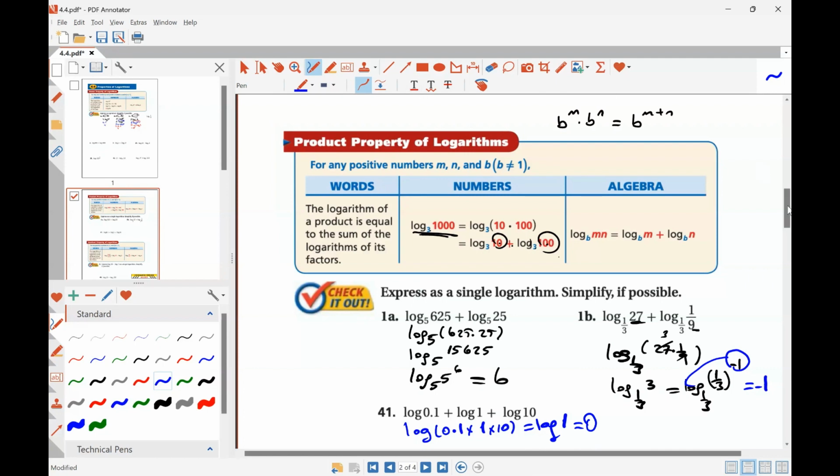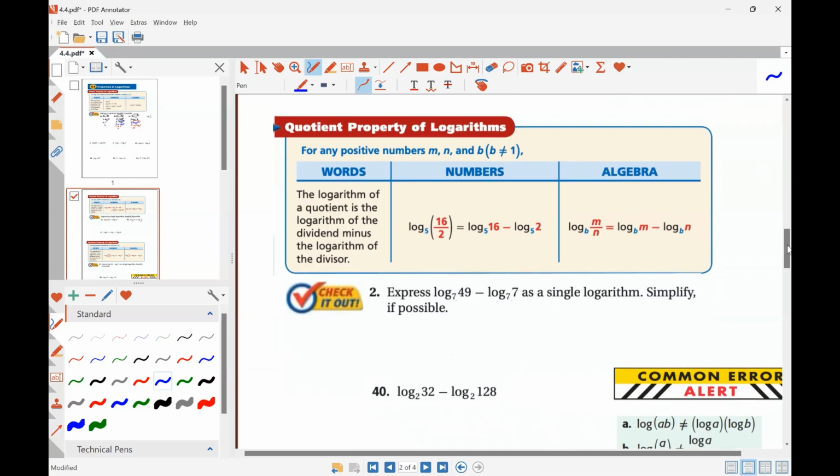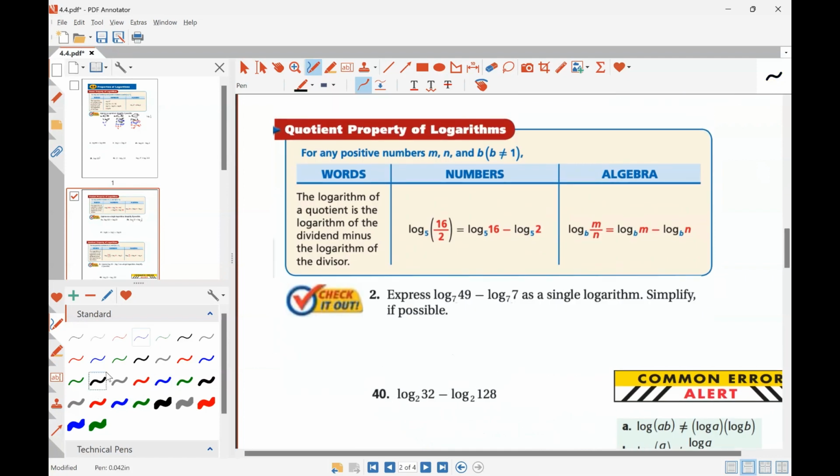So the next property we're going to study is the quotient property. It is similar to the quotient property in exponents. Let's say we have two numbers, we are dividing them with different exponents, then we keep the base and subtract the exponents. The same goes for logarithms. If there is division, we can subtract the exponents. Exponent means logarithm, so we can take the difference of the logarithms.